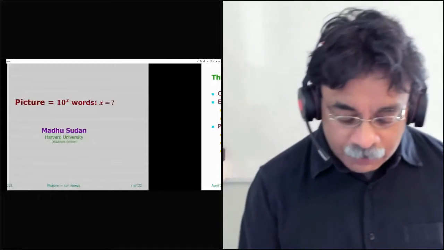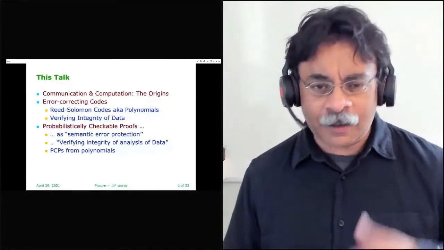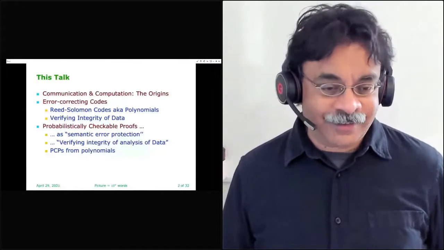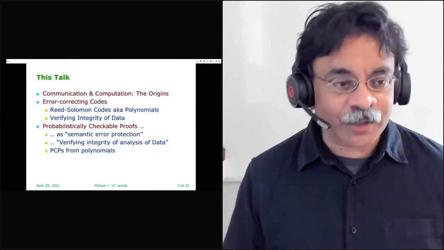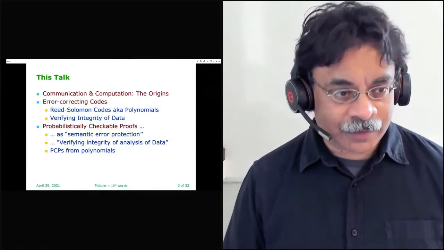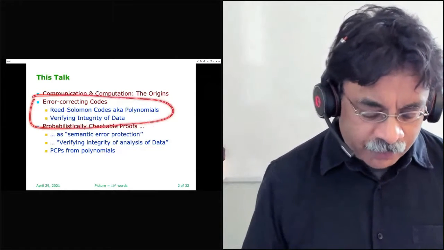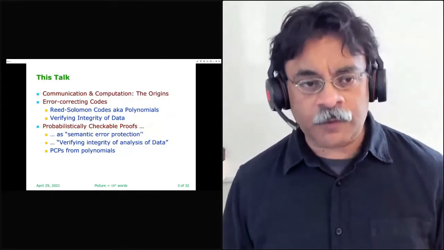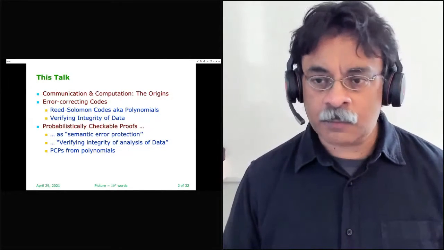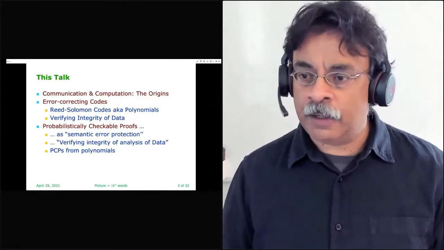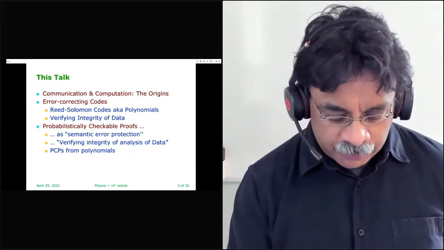So I want to talk a little bit about this communication and computation, the origins: how did we get here? That's the kind of question that I want to ask, and try to give you some sense of what I feel about that. That'll lead us into the theme of error correcting codes. One of the original questions that came in the intersection of communication and computation was, how do you keep data in a reliable fashion? And that'll take us to the topic of error correcting codes.